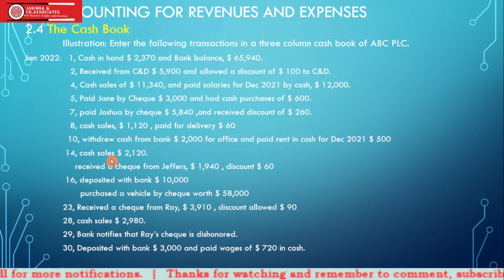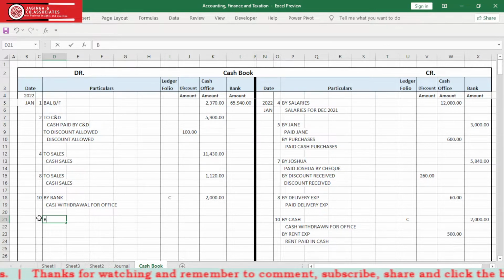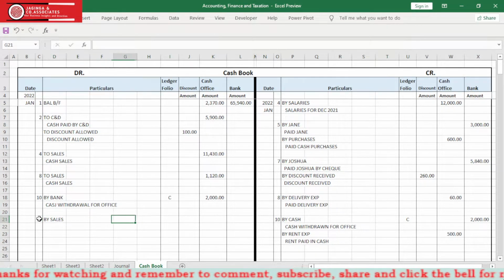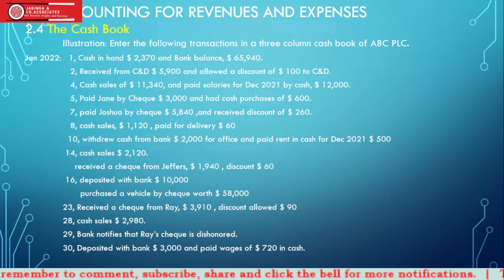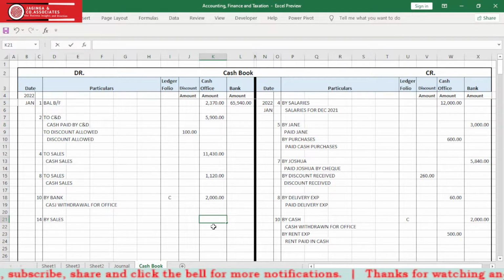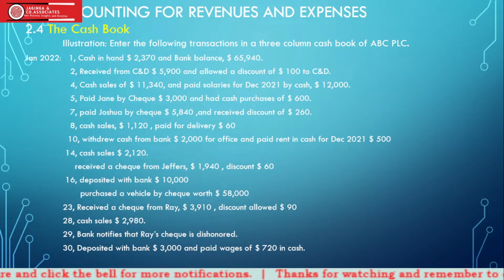and then on 14th paid cash sales of 2120. So here we'll write 14th by sales. The sales was in cash, so we had debit cash was 1120. Is it 1120? Yes, 1120. Was 2020, not 1120. 2120. And then on the same day received a check from Jeffers of 1940.